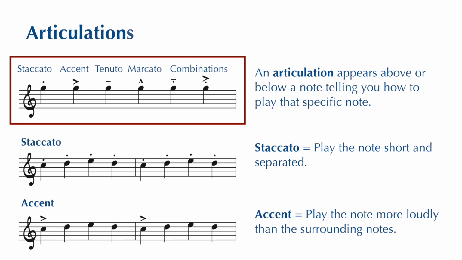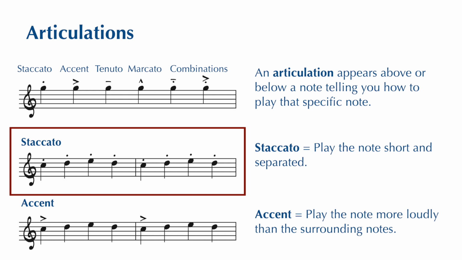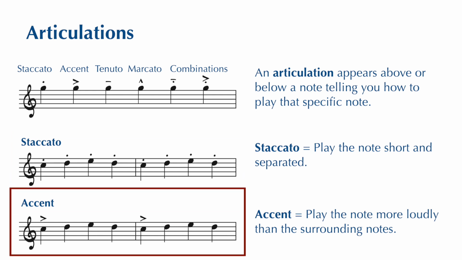An articulation is a special mark that appears above or below a single note or chord, telling you how to play that note or chord. There are plenty of articulations, but the two most common are the staccato, which means to play that note or chord short, and the accent, which means to play that note or chord more loudly than the surrounding notes.